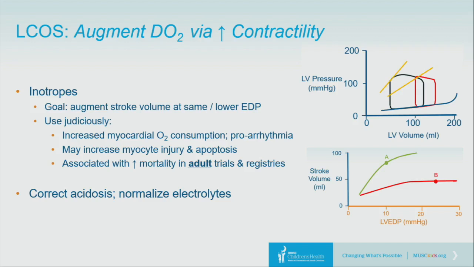All inotropes, including milrinone, are known to increase myocardial oxygen consumption. They're all proarrhythmic. If used at high doses, particularly for long periods of time, they can cause myocyte injury and apoptosis. And in adult trials and registries, and there are a number of these that have been published, there's a strong association between inotrope use in patients with decompensated heart failure and increased mortality. Those data don't exist in children, but those principles probably apply.